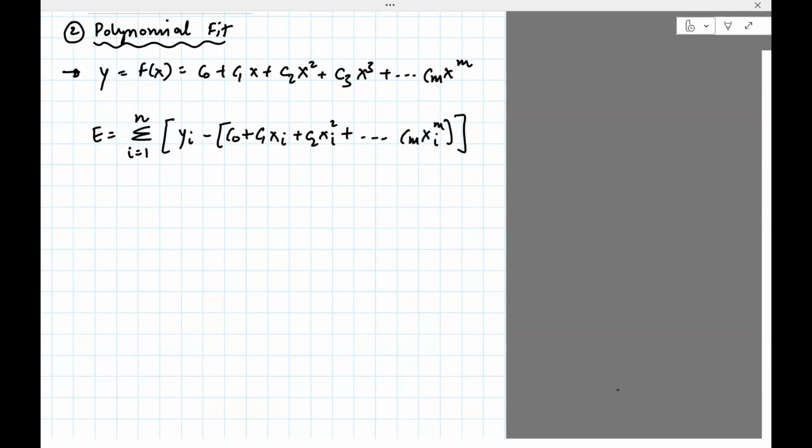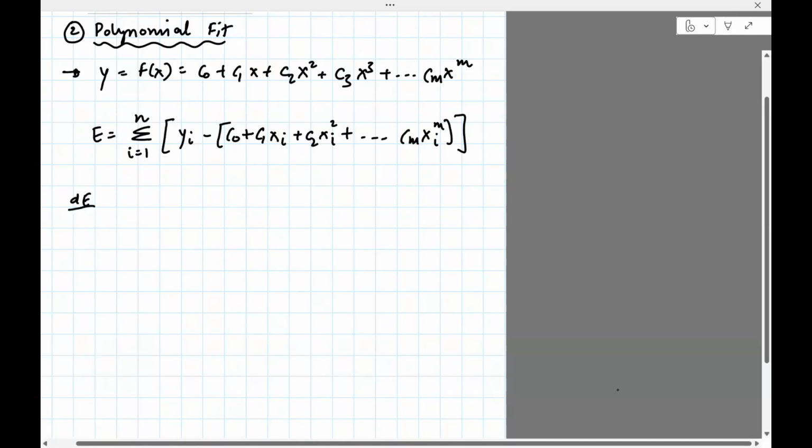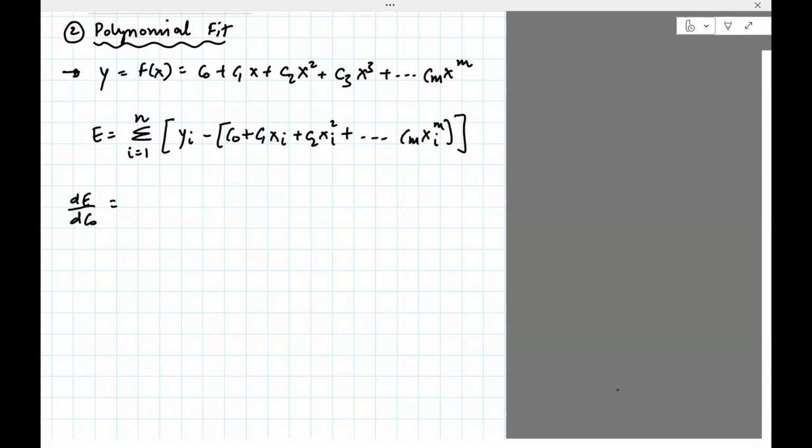to cm. Like before, we formulate an optimization or a minimization problem. We want to minimize E. So what we do is we use calculus to write m equations for the m constants. Sorry, m plus 1 equations for m plus 1 constants. For E to have a minimum, the derivative of E with respect to the constants C0, C1, all the way to Cm should equal 0.